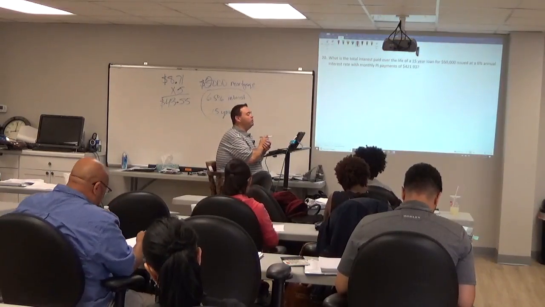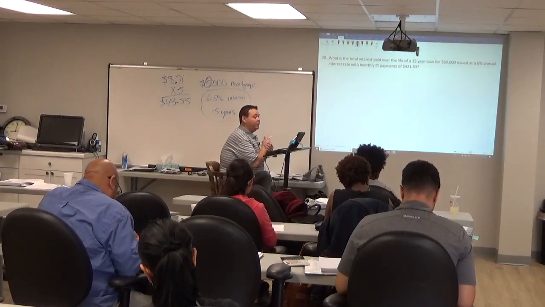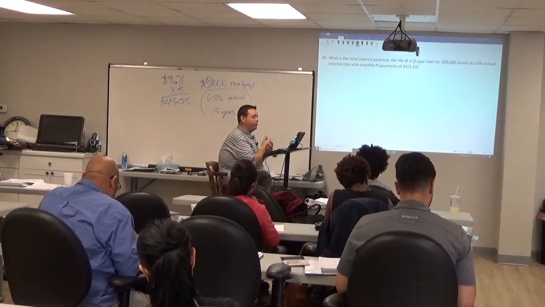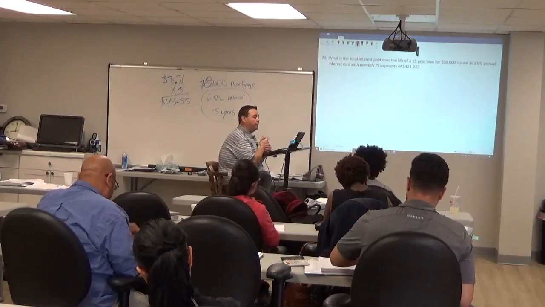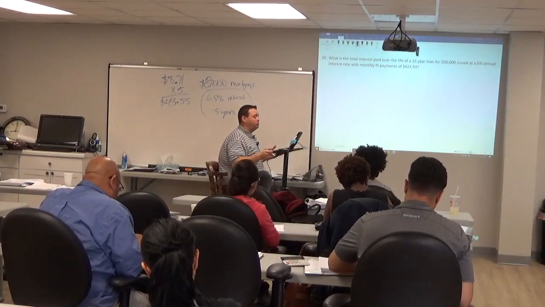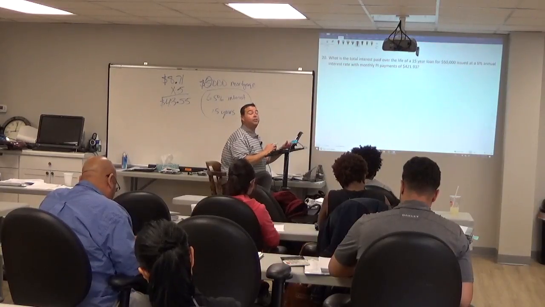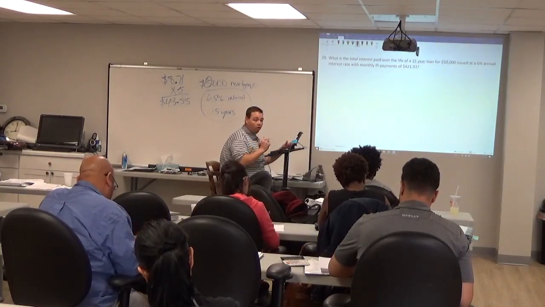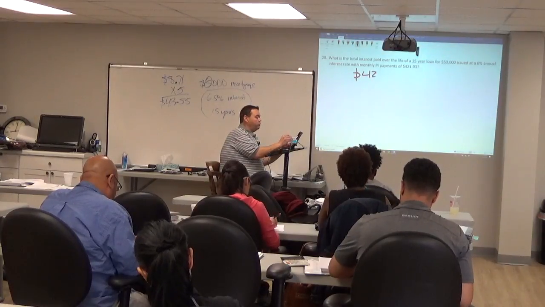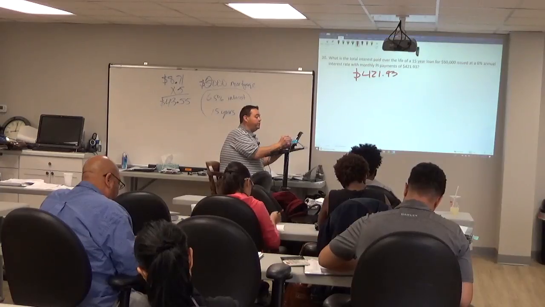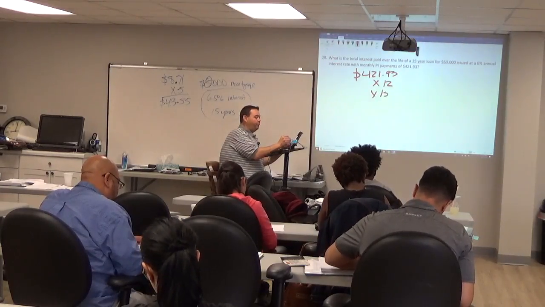Number 20, what's the total interest paid over the life of a 15-year loan for $50,000 that's issued at 6% annual interest rate with monthly PI payments of $421.93? So this is much more like a test question would be. They want to know the total interest paid. Well, we can't get the total interest paid until we get to the total that's paid overall, right? So what's step one going to be here? 421.93 times what? 12 months a year times 15 years.